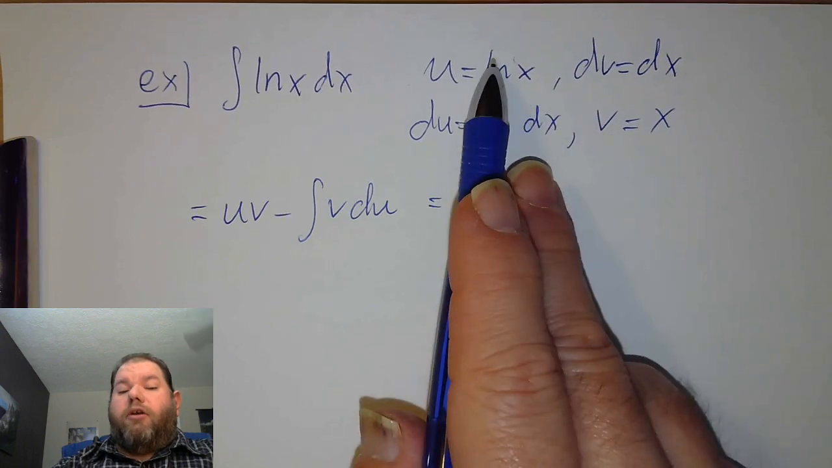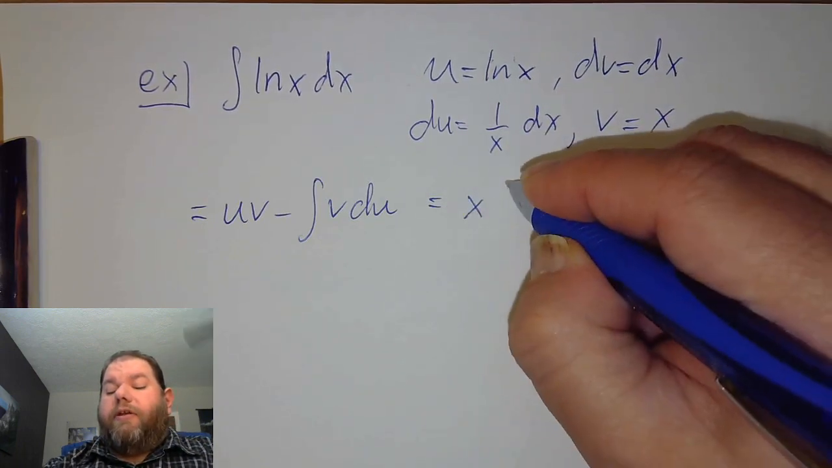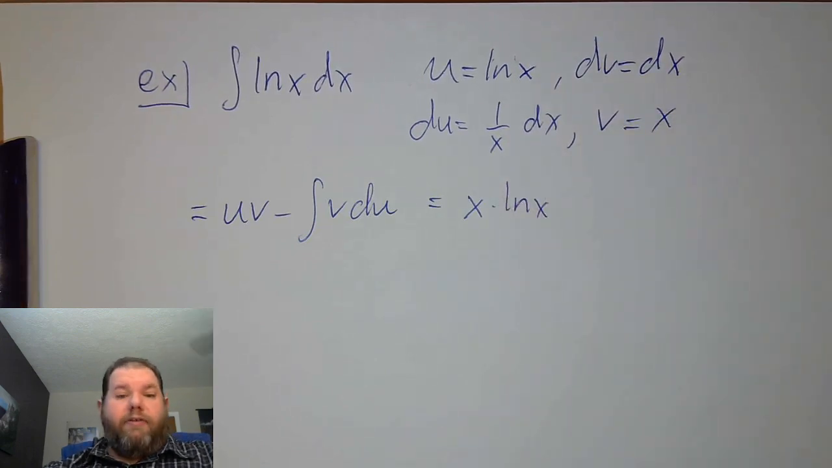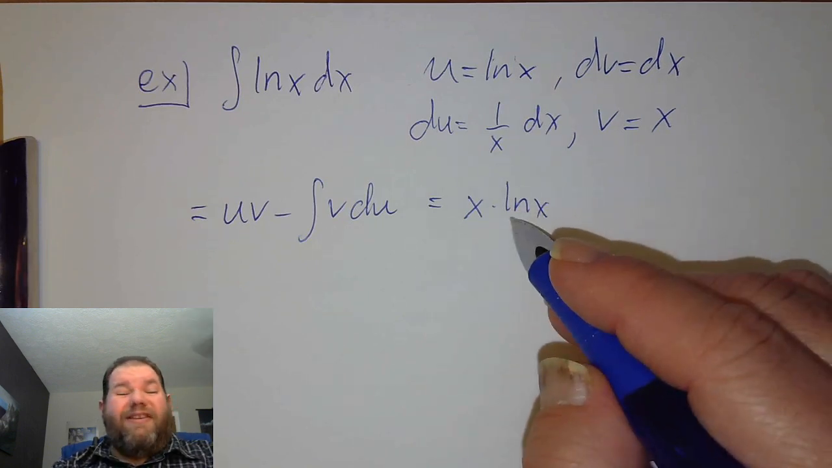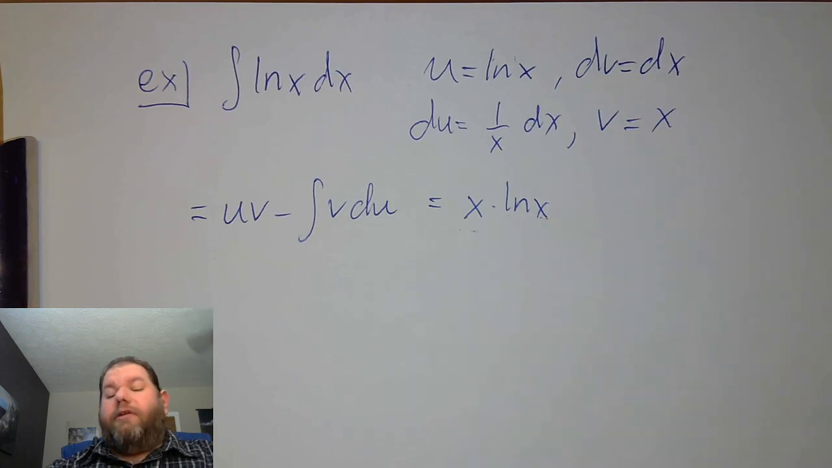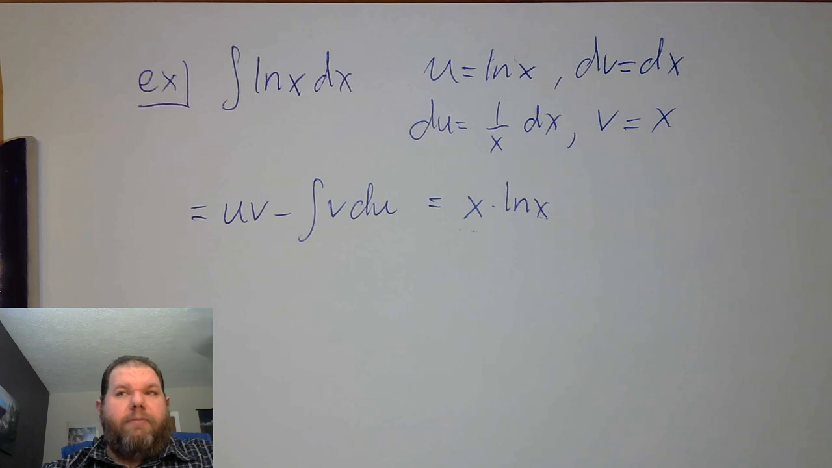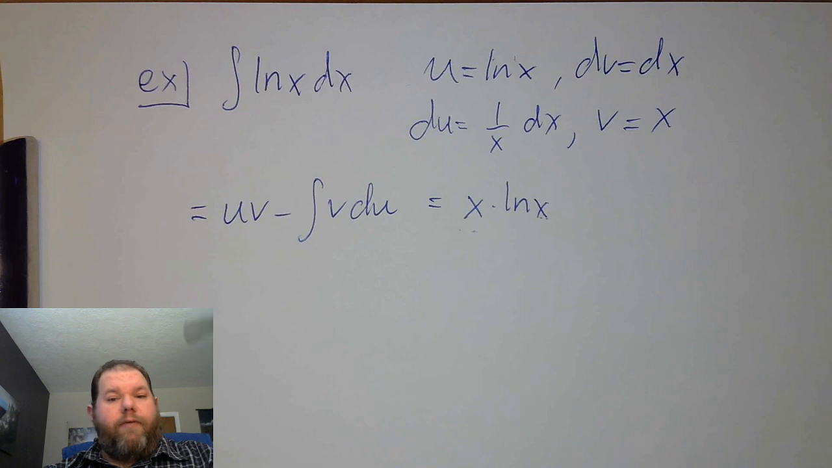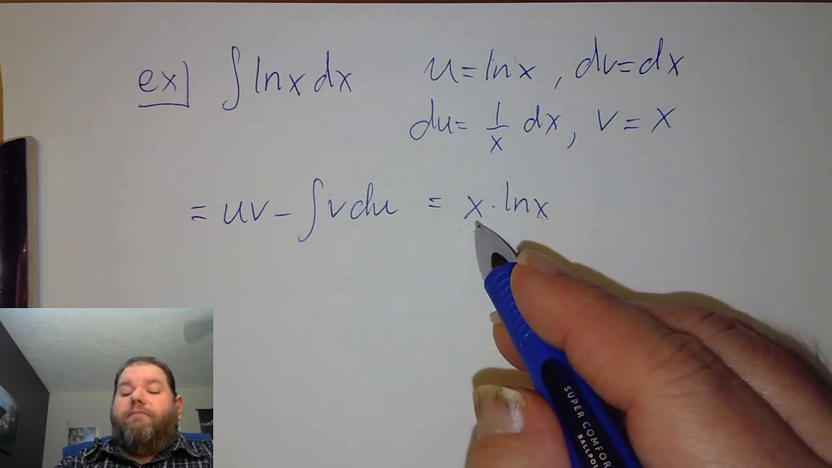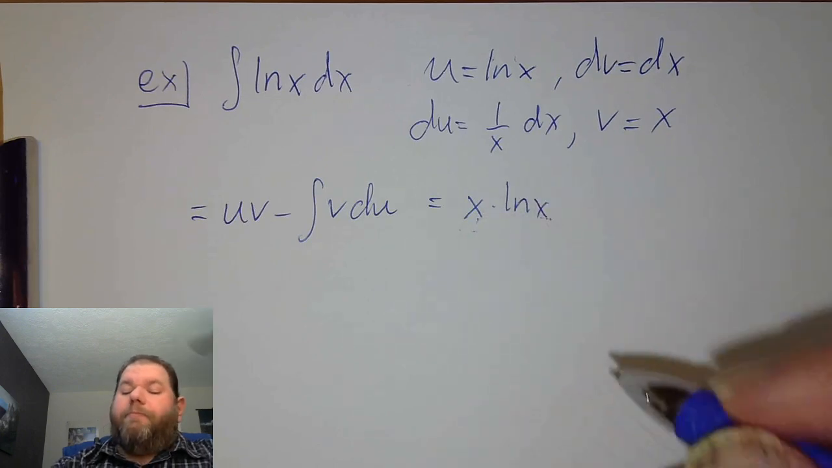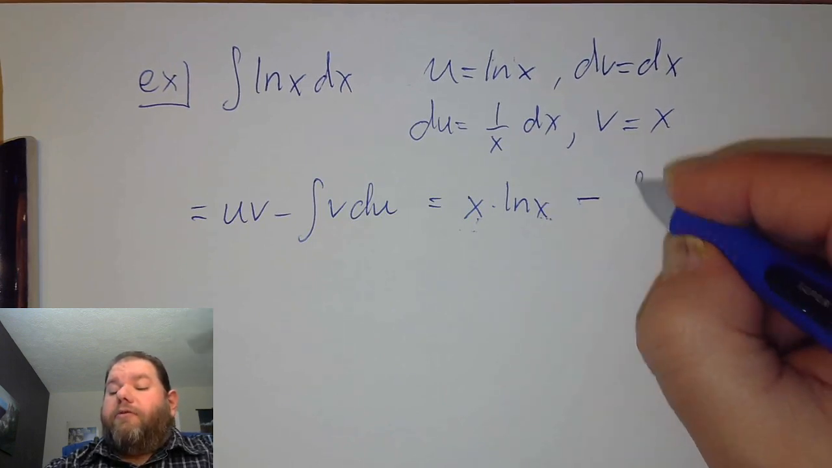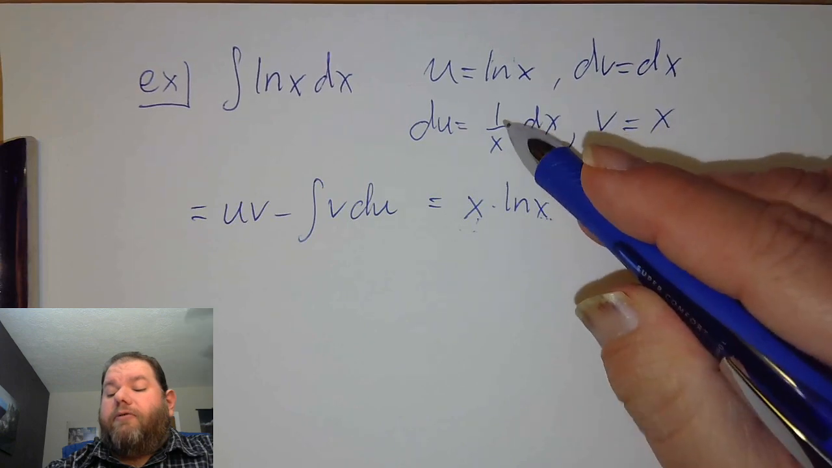U times v, so natural log of x times x. Normally I would write the x that's being multiplied in front, so it's x times natural log of x. The reason we don't want to write that in the opposite order is that we don't want to confuse what's inside the natural log for what is outside the natural log. And that's why anytime we have x times a natural log or an exponential or a trig function, for instance, we put the polynomial term in front and then the special function afterwards, just to make sure we don't confuse this polynomial term as being part of what's inside the other special function, like we talked about here. And then integral v times du, so v is x, du is 1 over x dx.